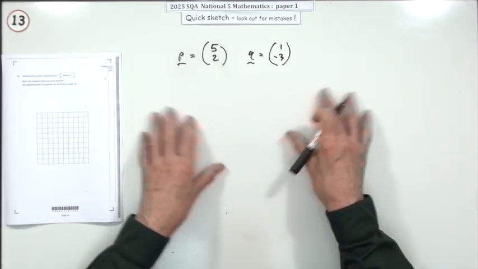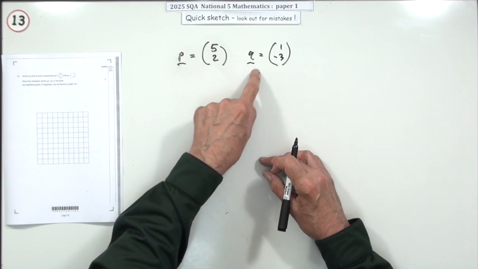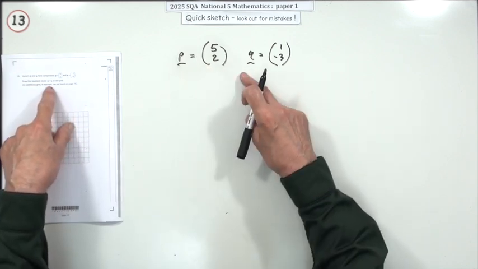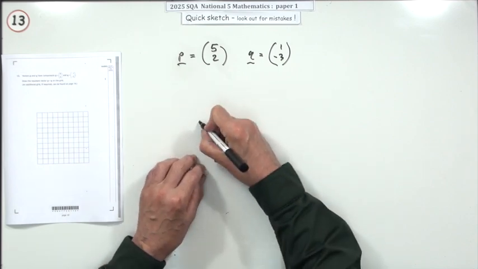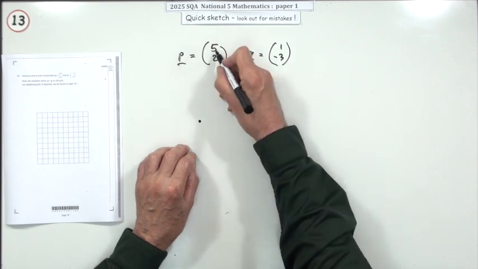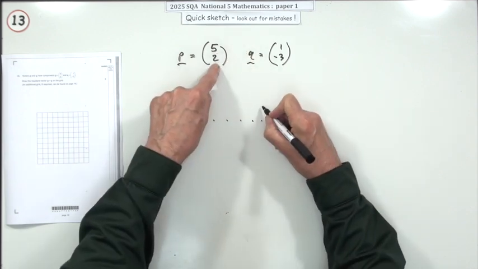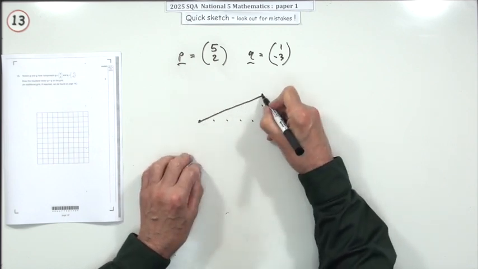Number 13, now a bit pressed, I don't have any squares, but it gives you the components. You've got vectors p and q in component form, and you have to draw the result of the two of those on the grid. Well, I'm just going to do it with dots. Now the vectors can start anywhere, but 5, 2 means you go 5 along and 2 up. So that's what you would do with the first one. So p would go here.